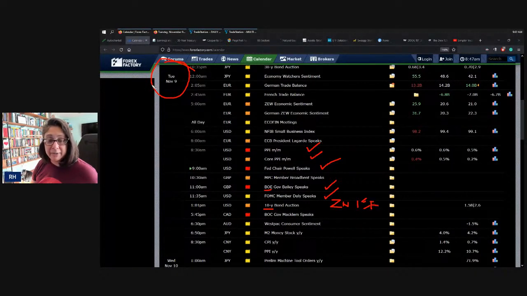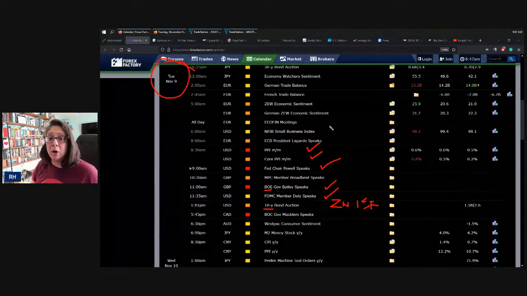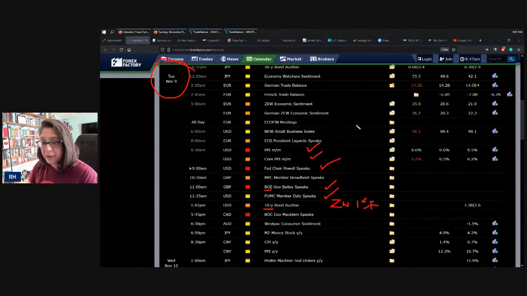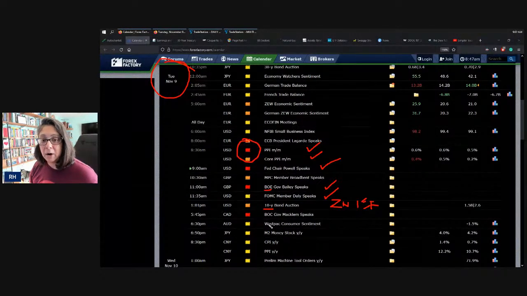So I love this calendar. It's the one that I've used. Forex Factory has been around for a long time. If you're a Forex trader, you know how helpful this calendar is. And then, what we're keying in on are the red hot zones. This is where that terminology comes from.